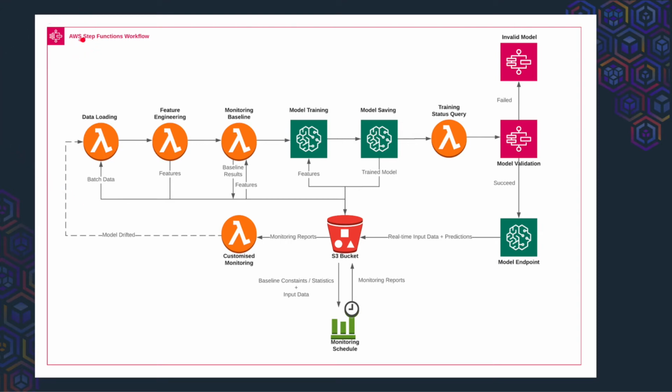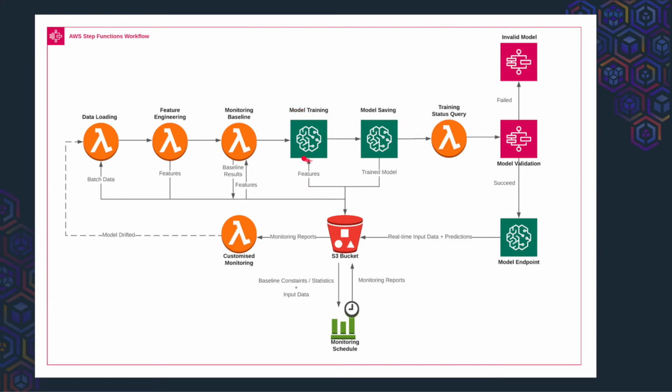So AWS Step Functions is the orchestrator. Then I have a Lambda function for data loading to load the historic data in batch for training. And then a feature engineering step to extract the features from the raw data input and put those features back to an S3 bucket. Then I have a monitoring baseline Lambda function to run a baseline and extract the statistical distribution of each feature in the training data set to set a benchmark for the data input of the trained model. And the result of the baseline will be put back to the S3 bucket.